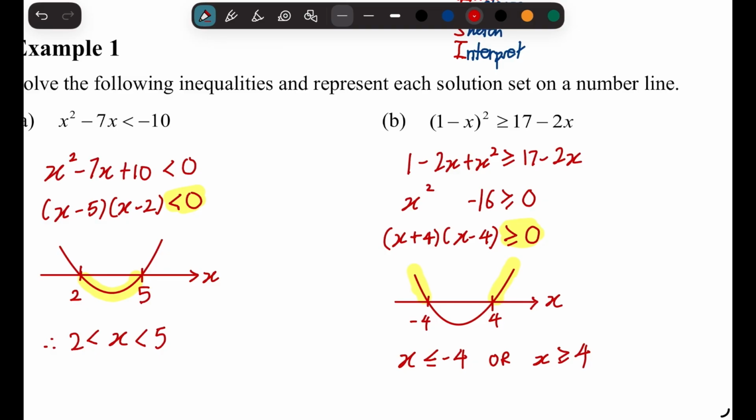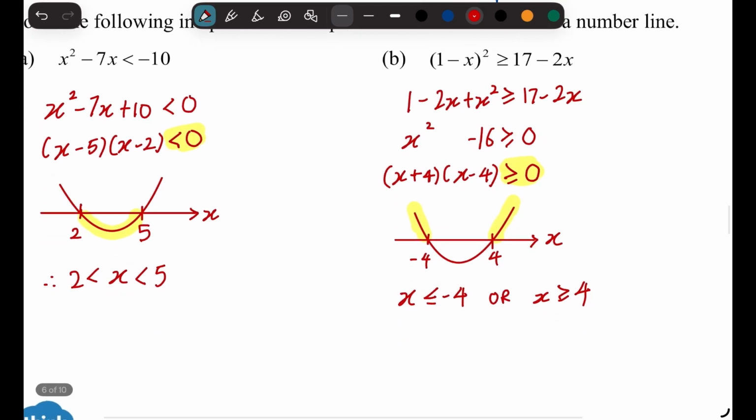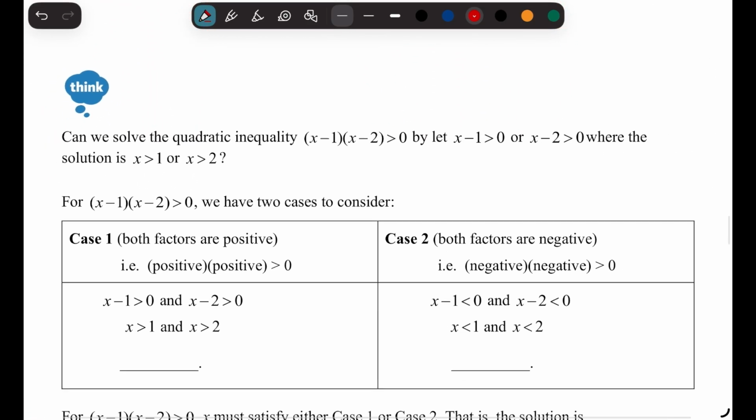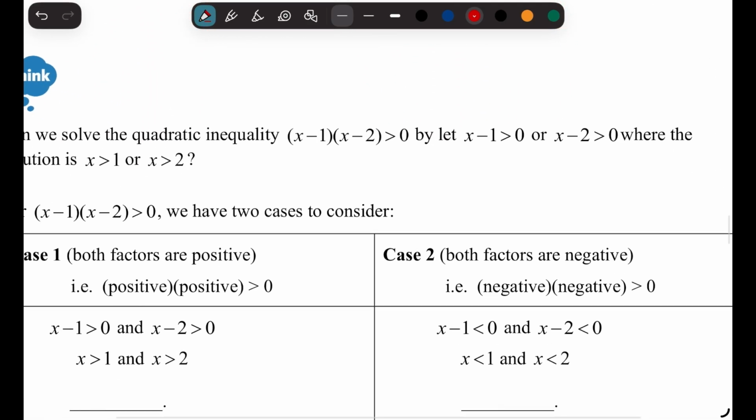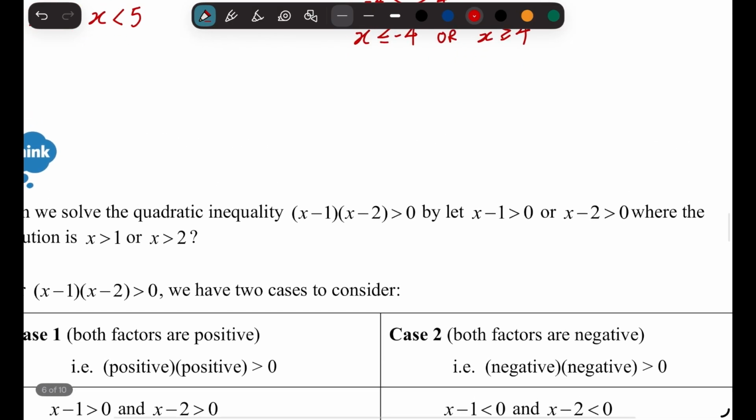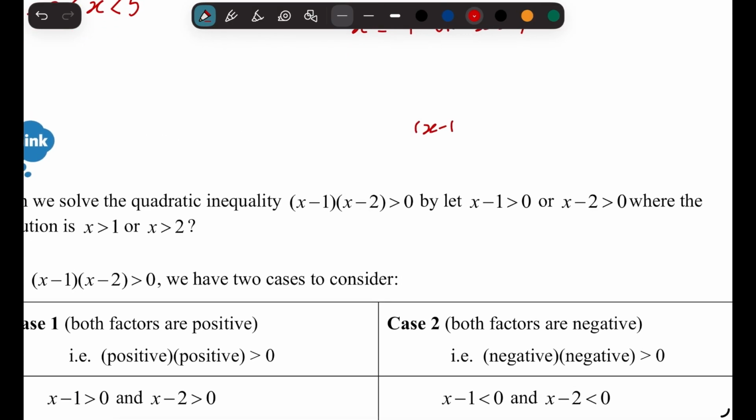Alright, let's now move forward to the next part. A common thing that people like to do is that the moment they see x minus 1 times x minus 2 is more than 0, they straight away conclude that x minus 1 is more than 0, or x minus 2 is more than 0. Is this the right way to solve such inequalities? Let's explore this.